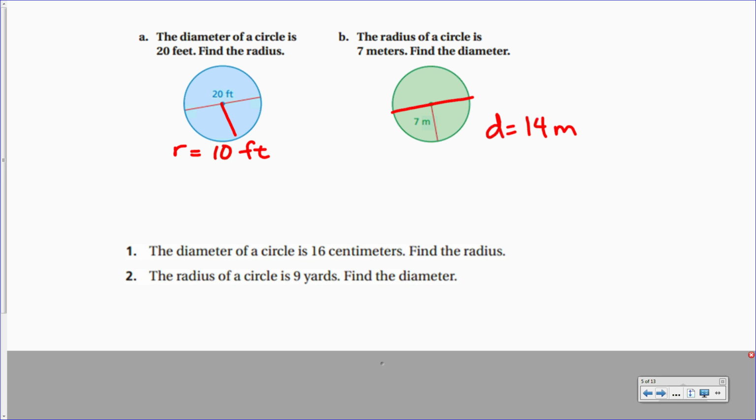Okay, number 1, if the diameter is 16, you should have said the radius would then be 8 centimeters. And number 2, if the radius is 9, you would double that and say that the diameter is 18 yards.